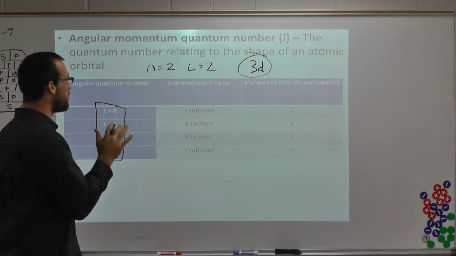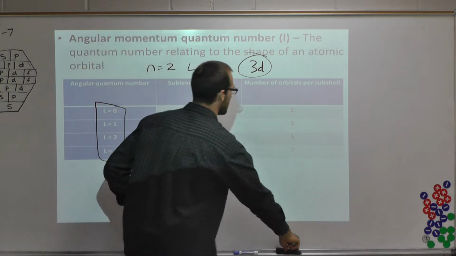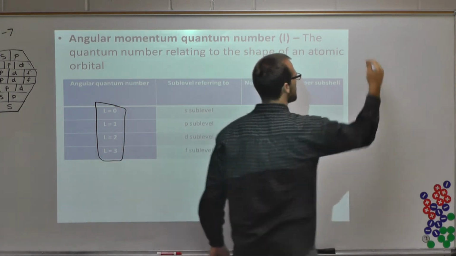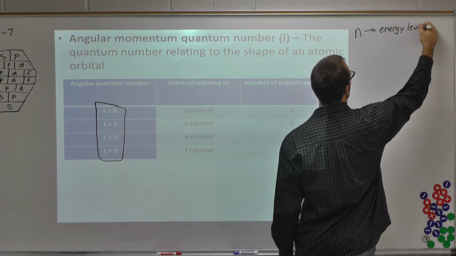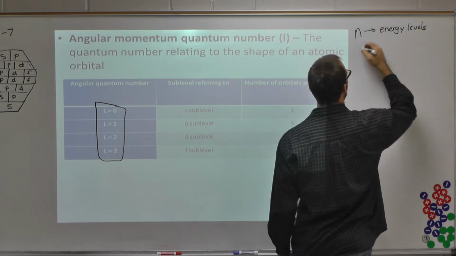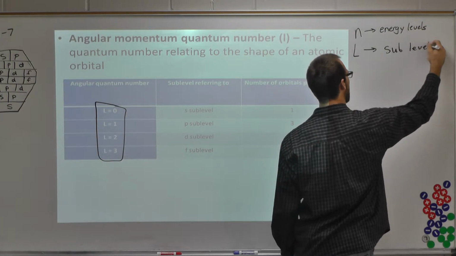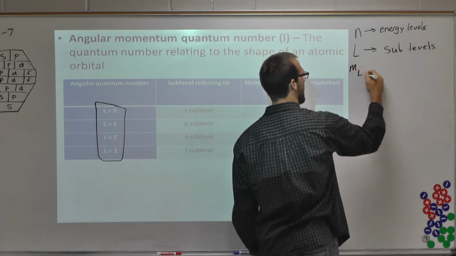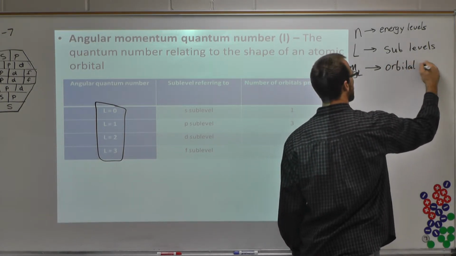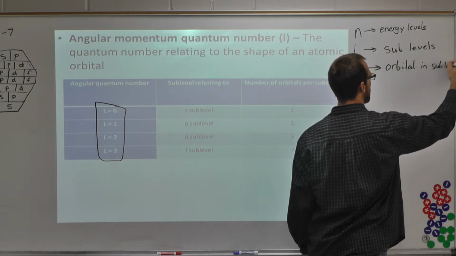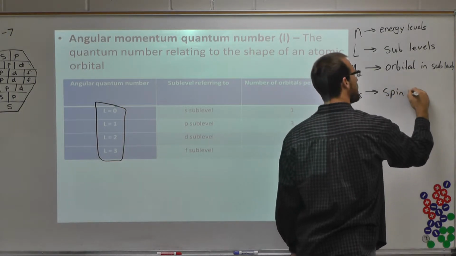So your book will probably talk more in quantum numbers and not in, hey, here's the sublevel. So we're going to talk about some symbols. N represents energy levels. L represents the sublevels. We're going to talk in a sec about ML, which represents orbitals in your sublevels. And MS represents spin in the orbitals.